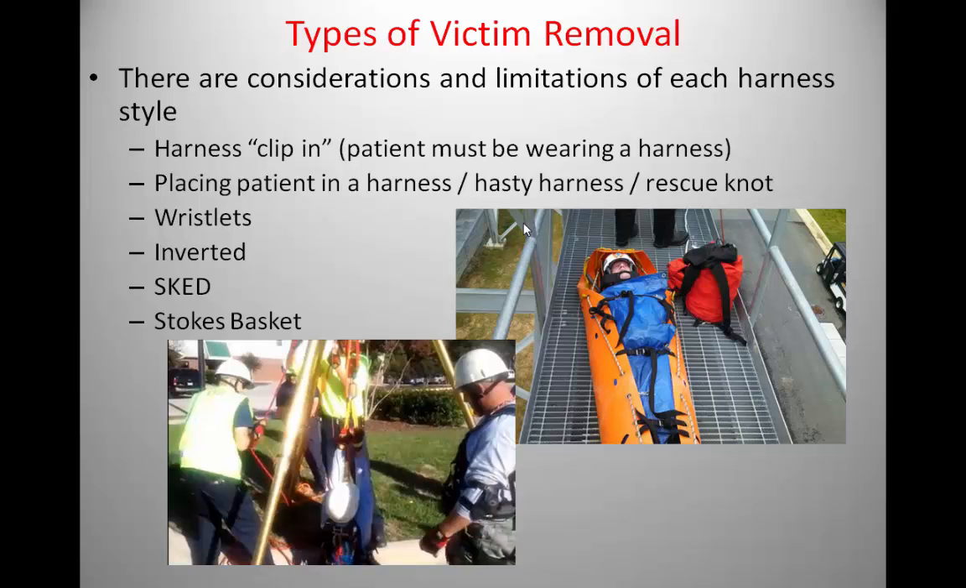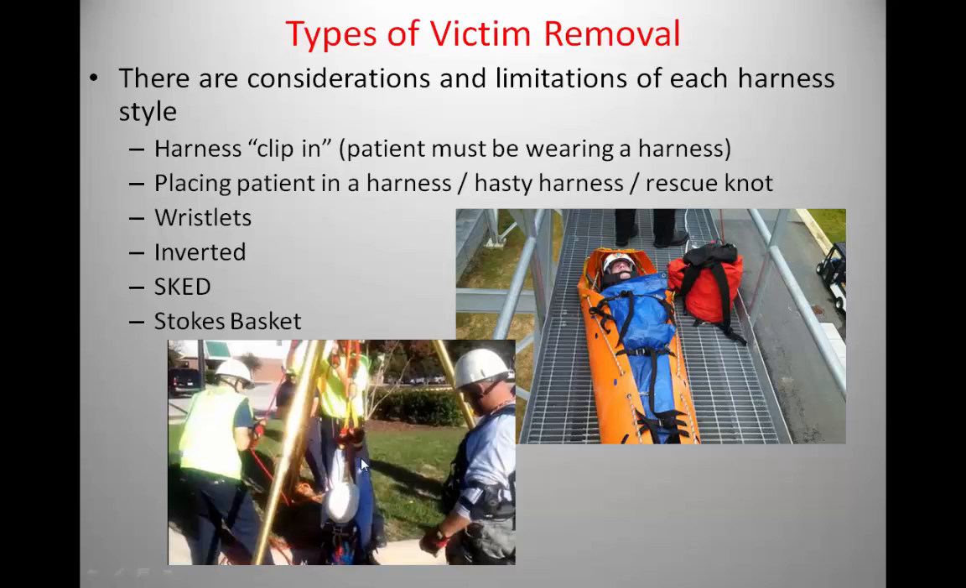The wristlets is another version of rescue device. As you see in this picture here, it simply goes around the patient's wrists and attaches to the mechanical advantage system that pulls them out. The concept behind this is, as you can see, even for narrow spaces, it narrows up the profile of the person and allows easier removal.